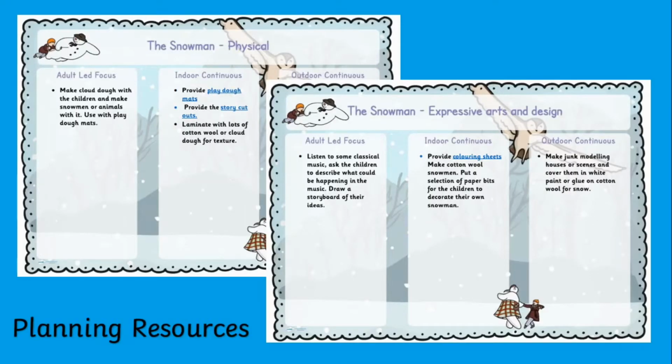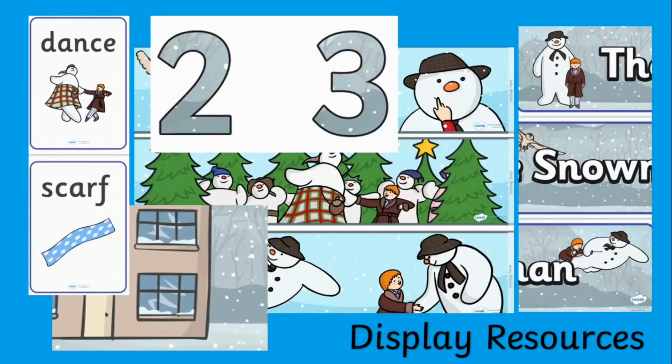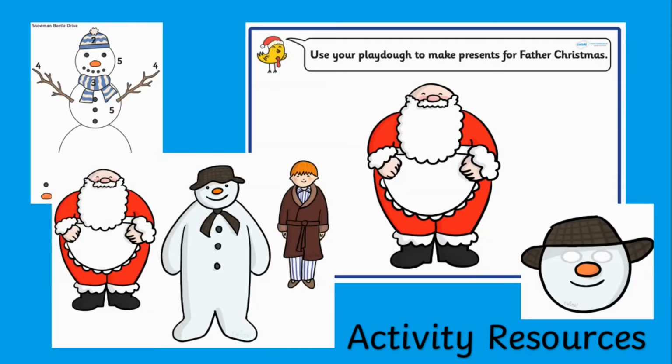This file contains planning sheets giving examples of activities for different areas. Literacy resources including storyboards, colour or black and white writing frames, word mats and word cards. Display resources including banners, letters, numbers and borders. And activity resources including Play-Doh mats, small world scenes, finger puppets and masks.